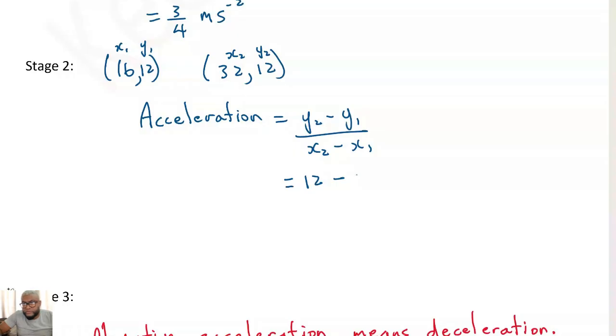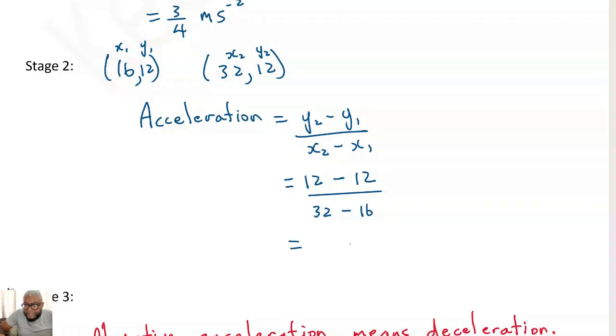12, excellent. Emma, what is x2? 32. Excellent. Isaiah, what is x1? 12, sir. X1. 16, sir. Come on, bro.